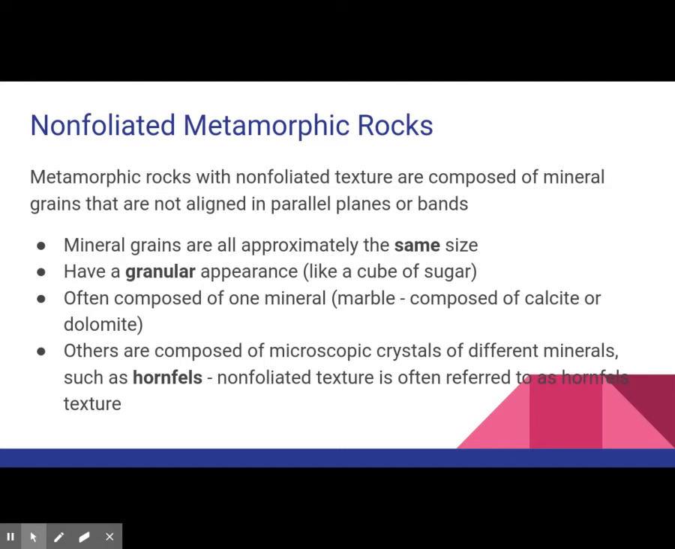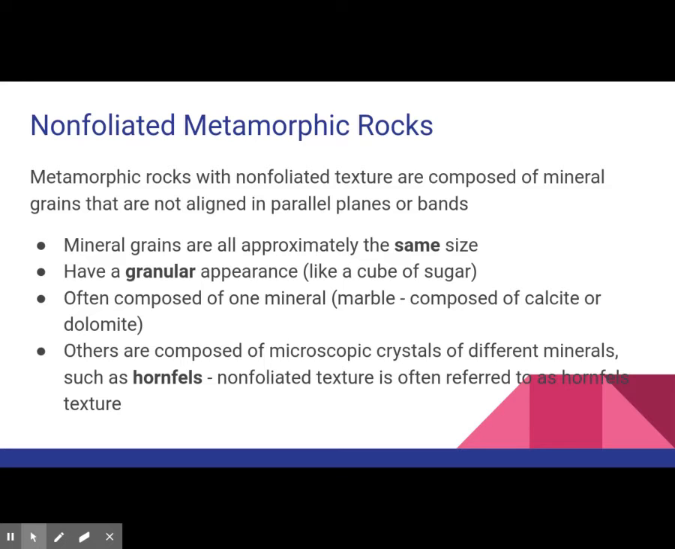So non-foliated rocks, the ones that don't have the bands, are composed of mineral grains that are not aligned to any plane. They don't have a pattern to them. We don't see those bands. Typically with these rocks, the mineral grains are all about the same size. They have a granular appearance. If you've ever seen a sugar cube, that has a granular appearance.